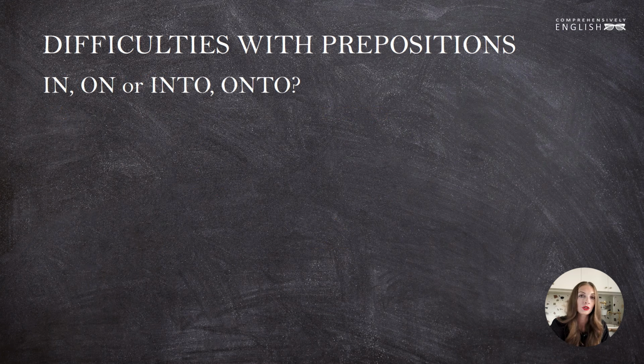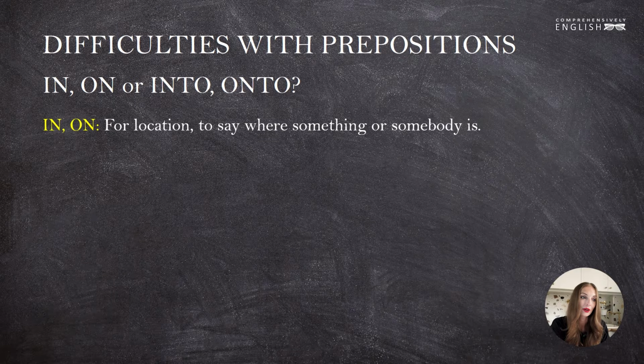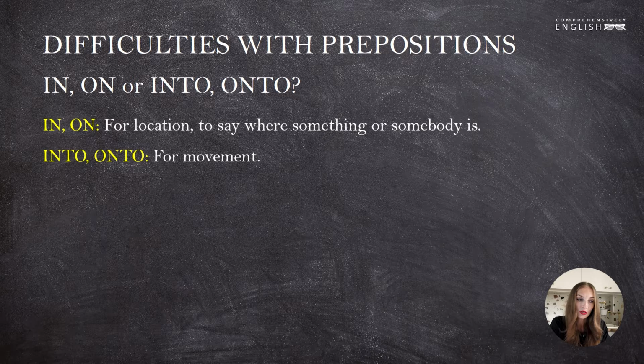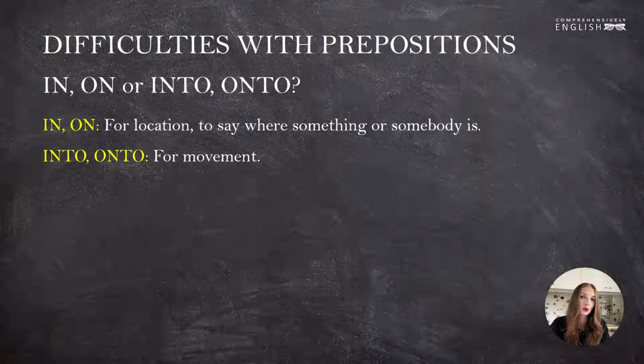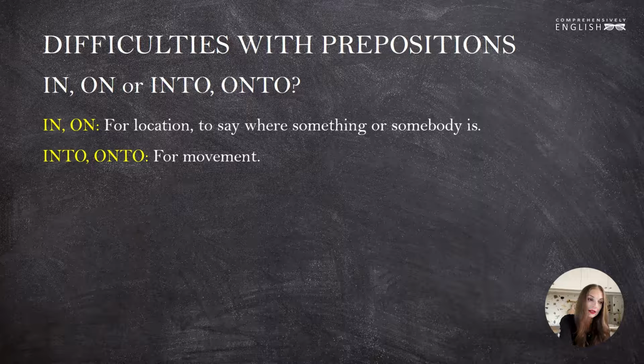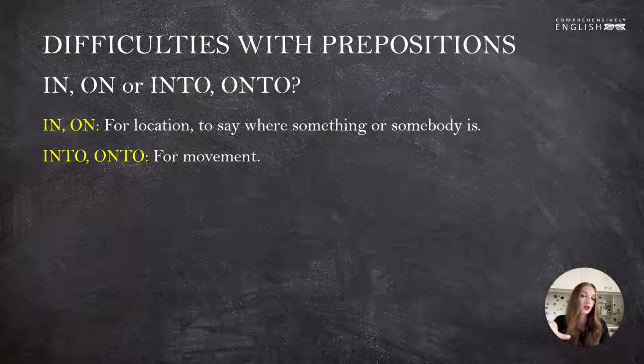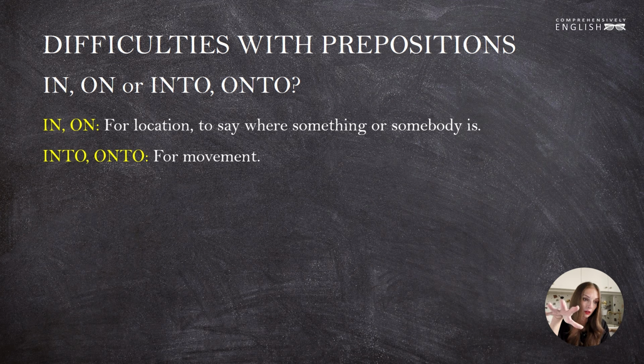Another challenge is to differentiate between in, on and into, onto. While in and on speak about a location where something is, into and onto express a movement or a direction where something or somebody is going. Into shows us that something is going from the outside inside to an inner space, and onto shows us that something is moving to the top of something or to the surface of something.